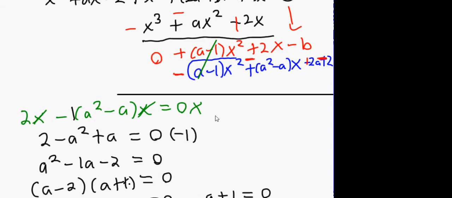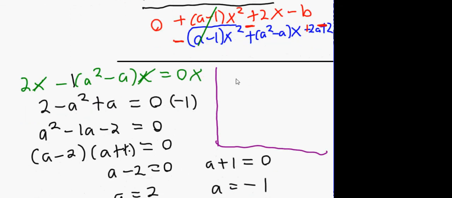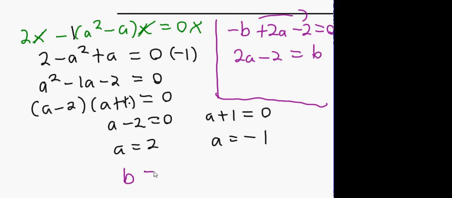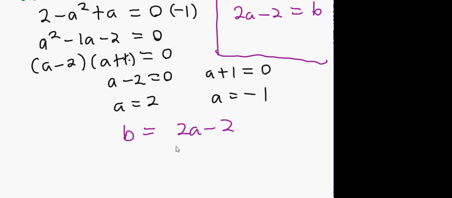The next equation, which you're going to do in purple here, just in the purple box, is going to be the number equation. So it's going to be minus b plus 2a minus 2 equals 0. Therefore, bring the b over one side, and we're going to get 2a minus 2 equals b. Now the problem with this is we have two a values. So b equals 2a minus 2. So when a is 2, b equals 2 times 2 minus 2. So when a is 2, b is also 2. Because 4 minus 2 is 2.